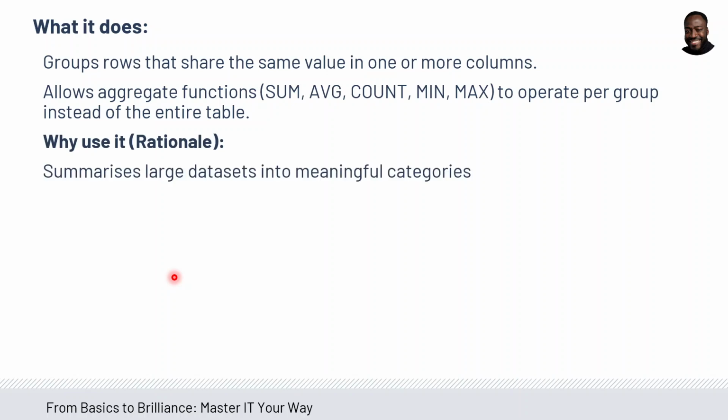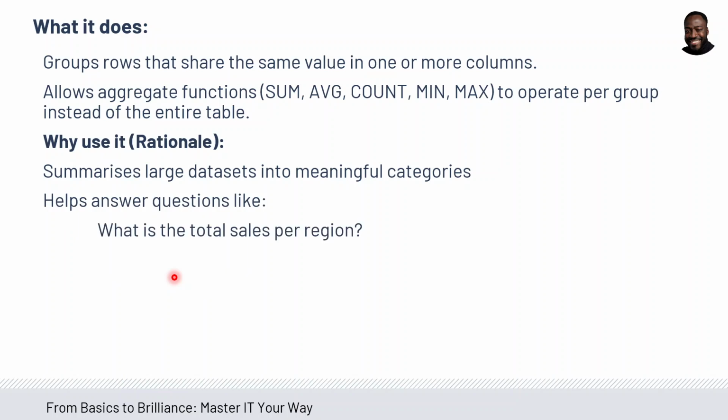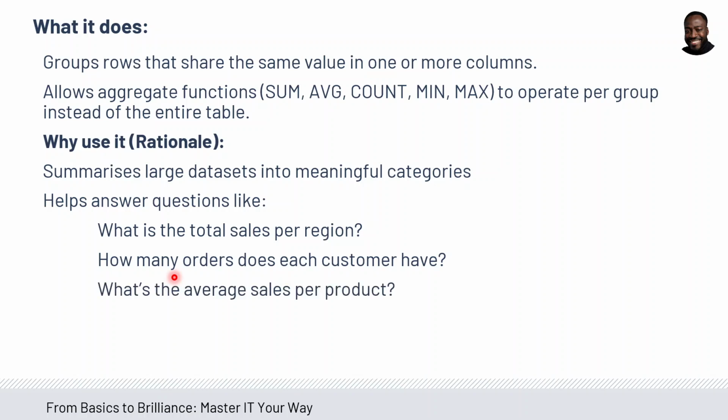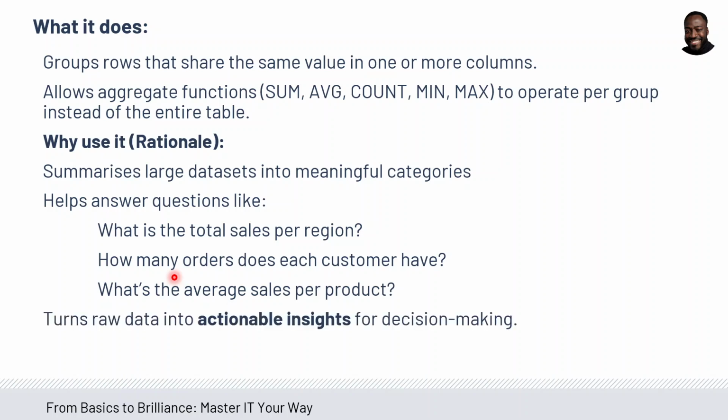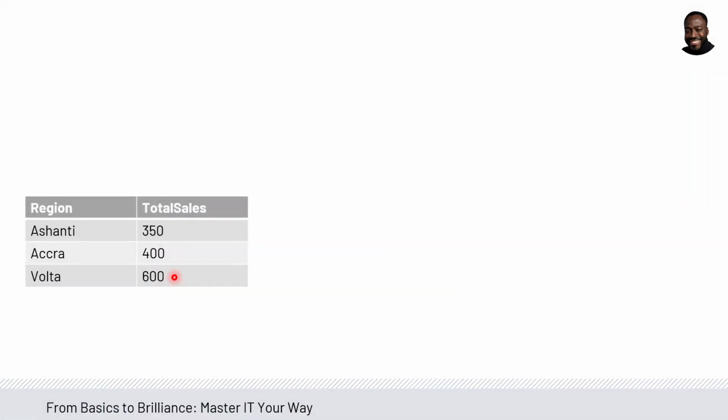And what's the rationale behind that? It summarizes large data sets into meaningful categories and helps answer questions like what is the total sales per region? How many orders does each customer have? And what's the average sales per product? Think of it as putting data into buckets, then calculating totals, averages, or count for each bucket. So that's what group by is used for.